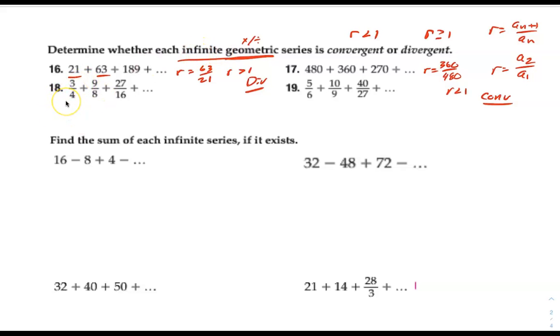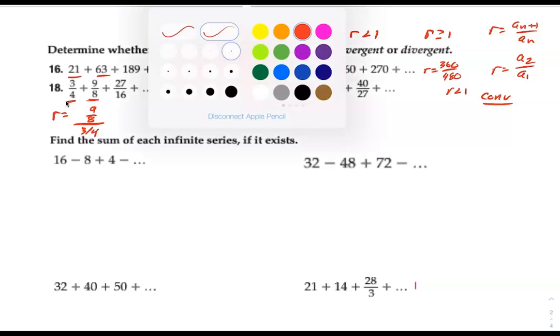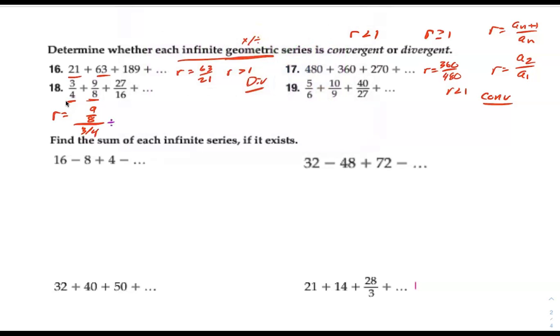The next one here, fractions. So again, I'm just going to put this guy over this guy. So 9/8 divided by 3/4. Trick to doing these type of fractions is just rewriting it. So 9/8 divided by 3/4. And then all we do is flip the right hand side. 9/8 times 4 over 3. You can reduce things, and I get 3 over 2. That is bigger than 1, so divergent.